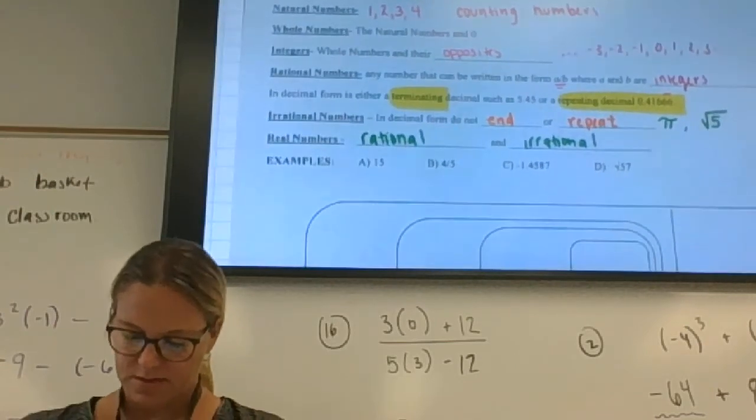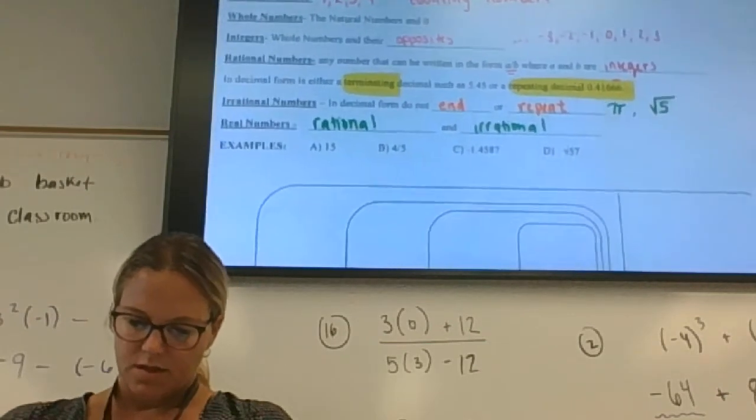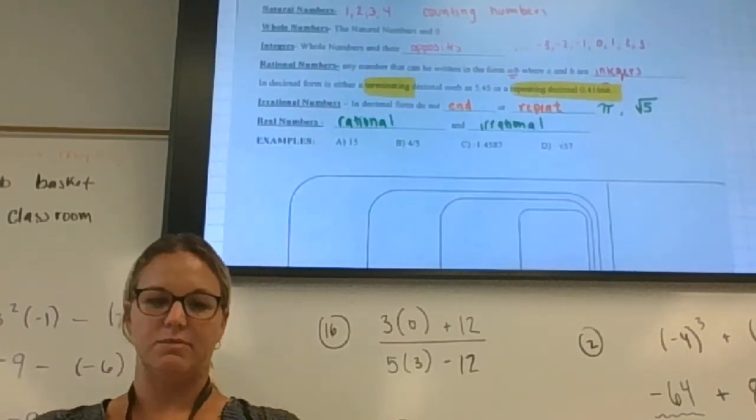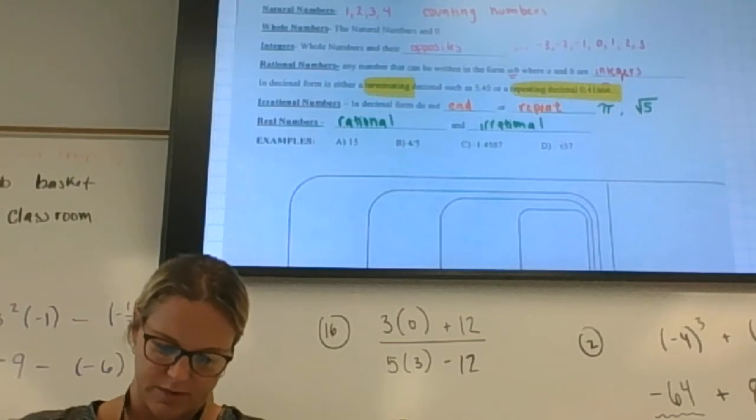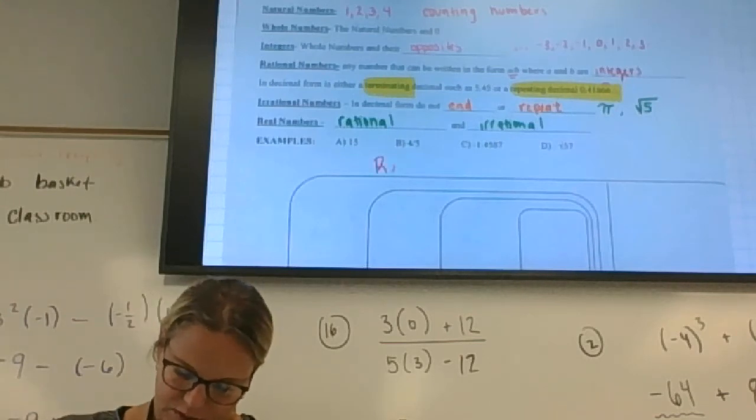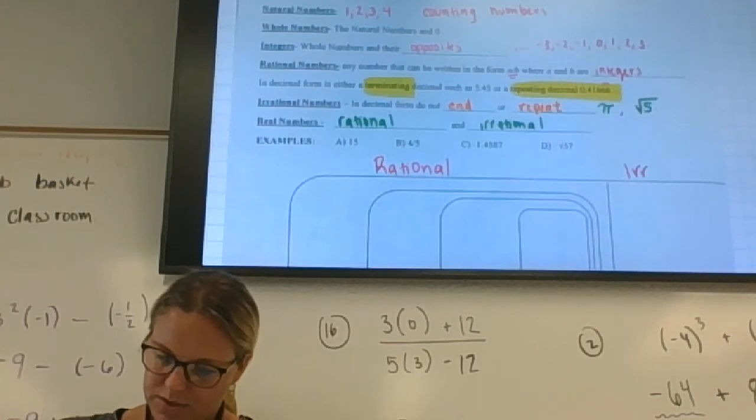Okay, so here's some examples. So I'm going to label this diagram. If you hate this diagram, fine, but we're going to do it anyway. So this is the rational side, and this is the irrational side.